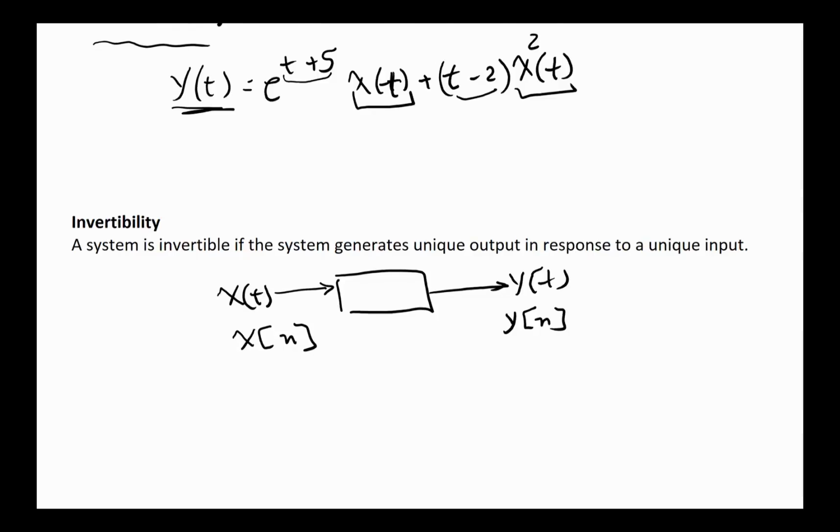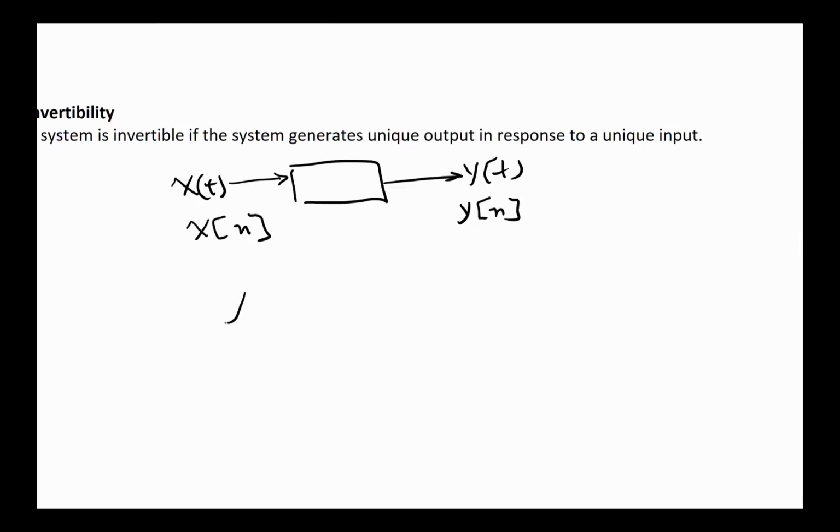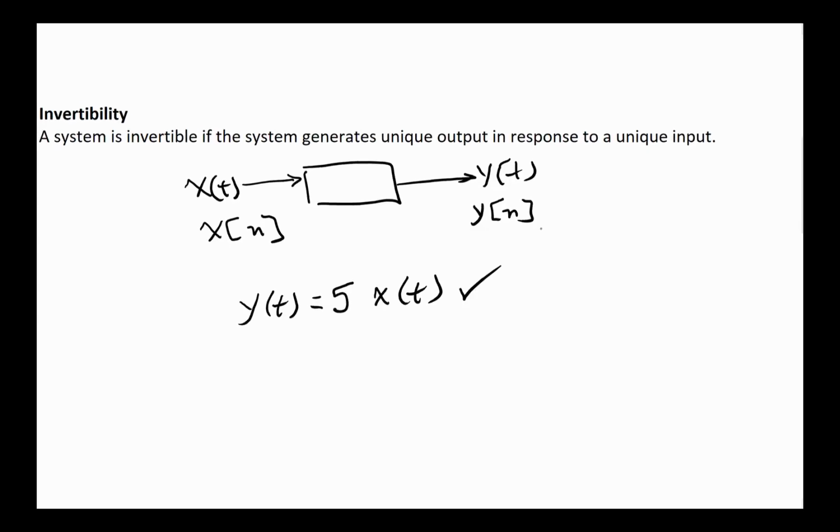For example, if I say y of t is equal to 5x of t, there is no ambiguity: if x is given as 2, we know what y is, or if y is given as 2, we know what x is. There's just a one-to-one correspondence. Therefore, this is indeed an invertible system.